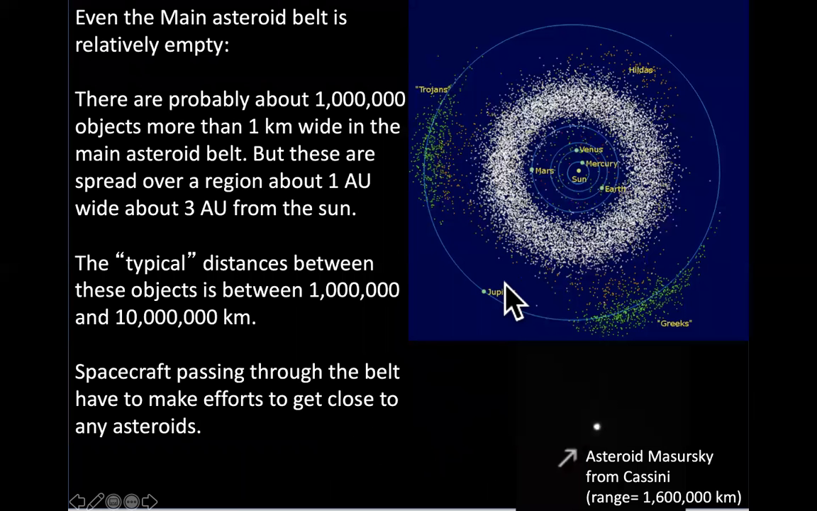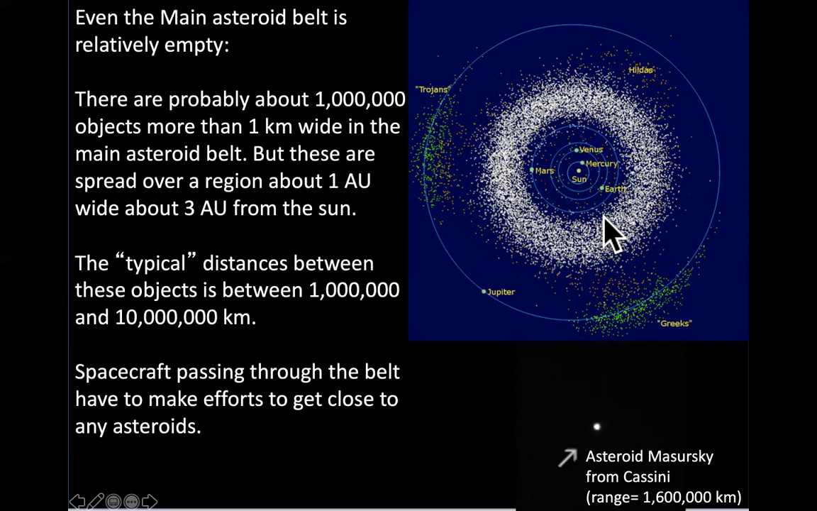The asteroid belt is a location that hosts a large number of objects, but even this region is fairly empty. The number of asteroids in this region is a little hard to quantify because it depends on what the smallest object you're going to count is. But just for the sake of argument, let's just consider objects more than a kilometer across. There's about 1 million of them in this region, which is a large number of objects. But this region of space is huge.